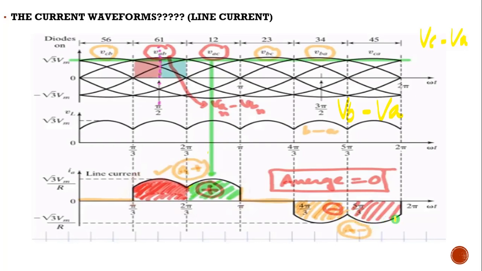So the average line current here will be 0, because you can see when the output is VAB and VAC, we are getting positive currents, and when the output is VBA and VCA, we are getting opposite current. So the average output line current here will be 0.